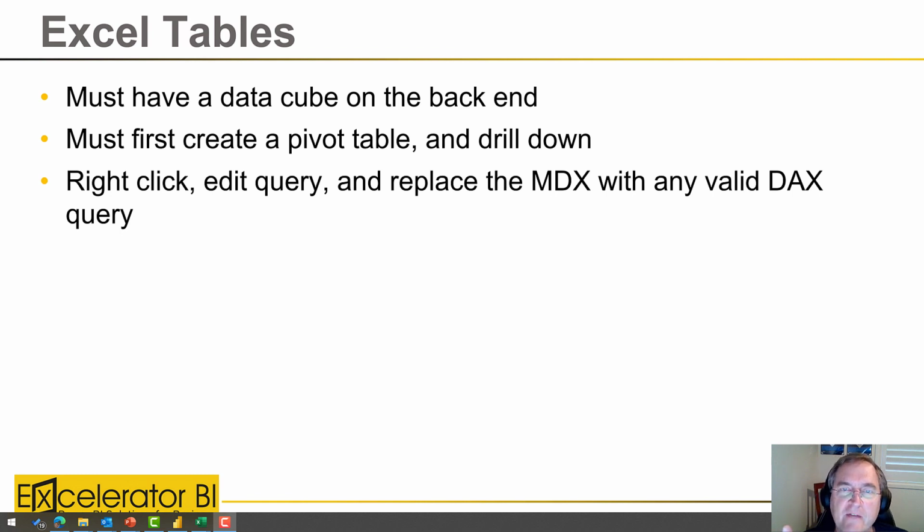To do that, you must have a data cube on the back end. Powerbi.com is a data cube. You could also use this technique with the localhost workbook or the third-party tool that I've showed you. You first have to create a pivot table and then double click on one of those cells to drill down. That will generate the Excel table with a connection to the data source. Once you have that connection, you can right click, edit the query, and replace the MDX code that is automatically generated with any valid DAX query, remembering you must start with the evaluate keyword, and then you can actually generate that table directly and live within Excel.